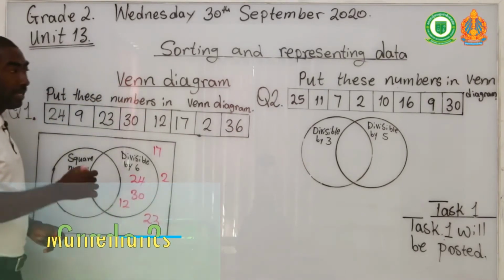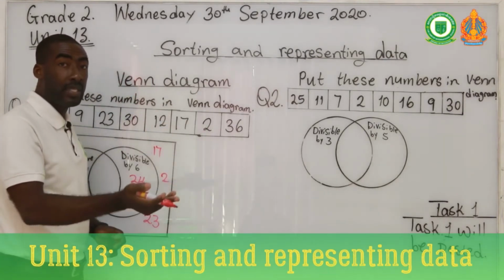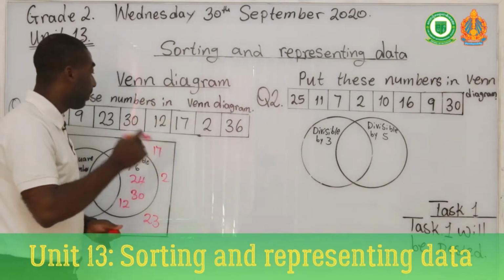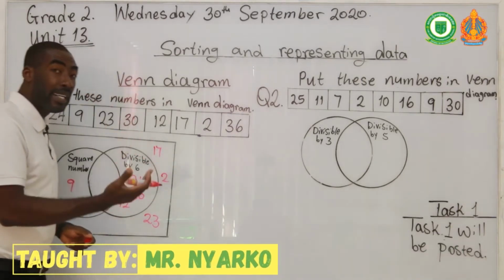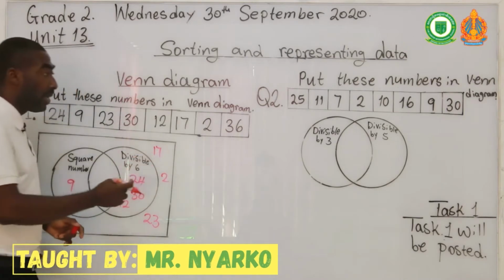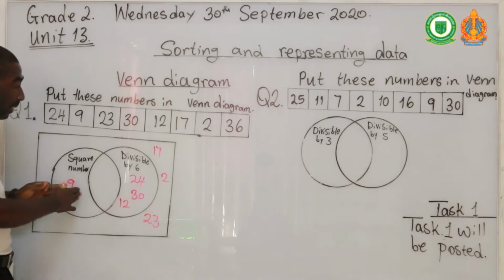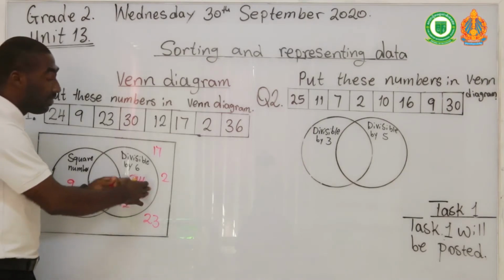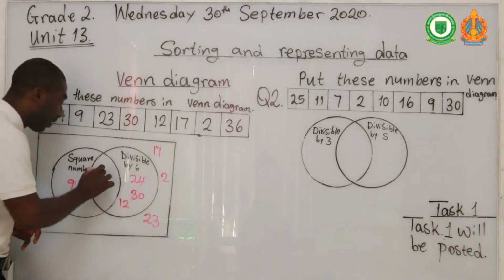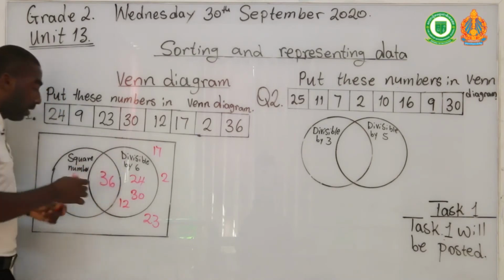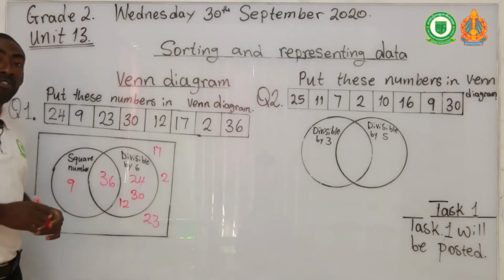36 is a square number because when you multiply 6 by 6 you get 36. The same way, 36 can be divided by 6. That means 36 is playing a role as a square number and is playing a role as a divisible number. So it comes between the two circles. So we need to put 36 here. Okay. So this is how we can put our numbers into our Venn diagram.